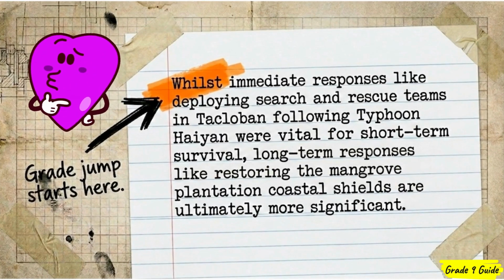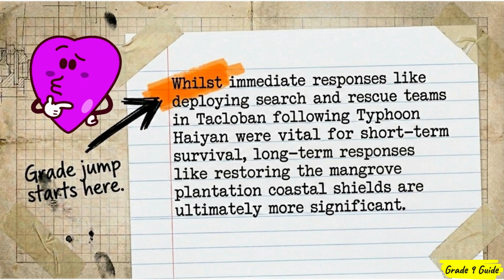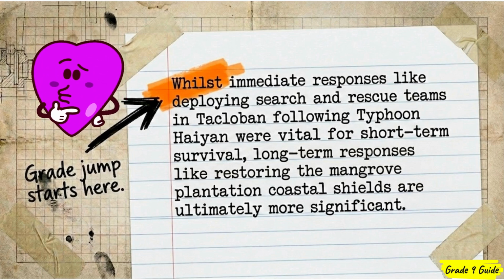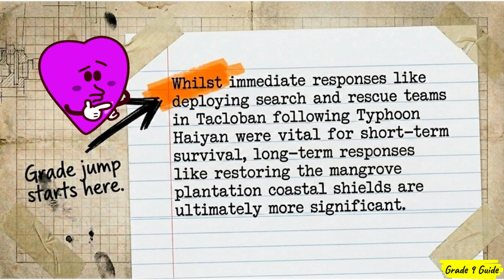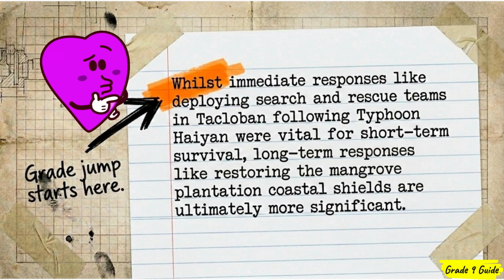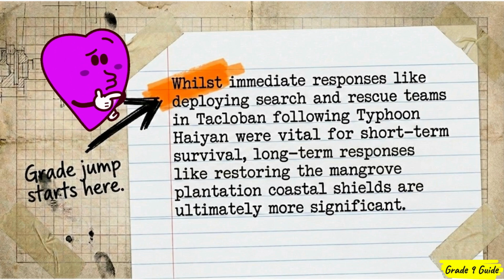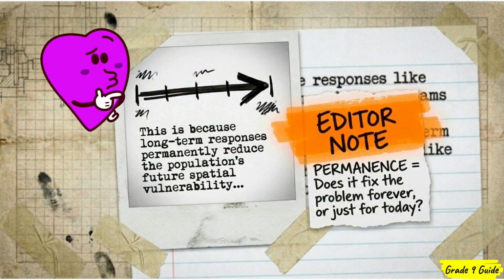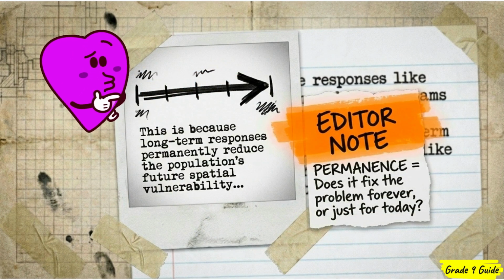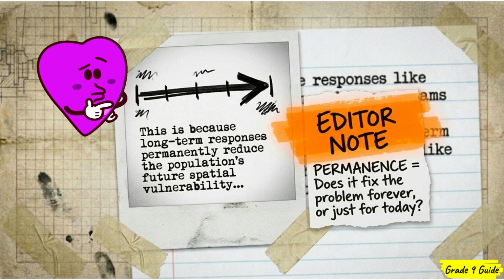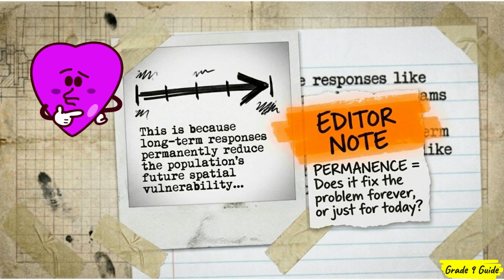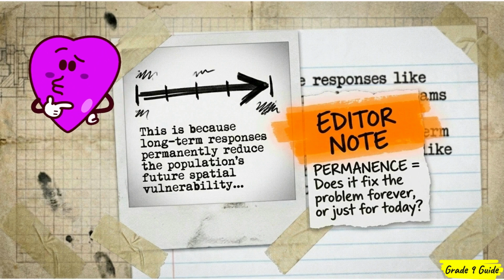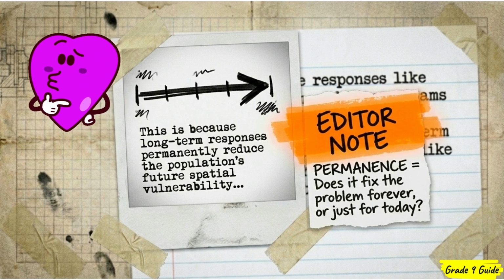Whilst immediate responses, like deploying search and rescue teams in Tacloban following Typhoon Haiyan, were vital for short-term survival, long-term responses, like restoring the mangrove plantation coastal shields, are ultimately more significant. This is because long-term responses permanently reduce the population's future spatial vulnerability, whereas immediate aid merely returns the community to its original state of hazard risk.